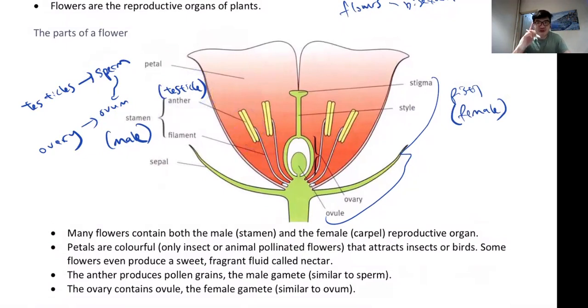Yes, but in plants, we don't call it sperm. We call it, these dots, what do we call it? We call it pollen grains, or pollen. In Mandarin, it's called huafen, pollen.